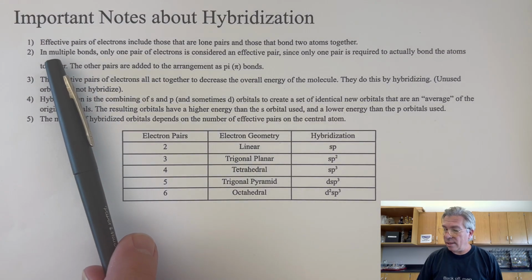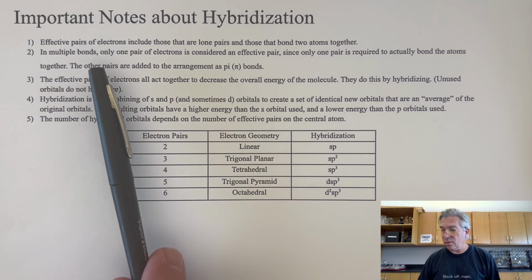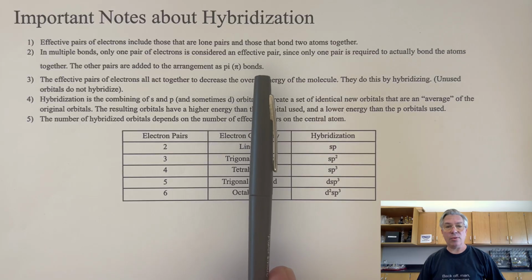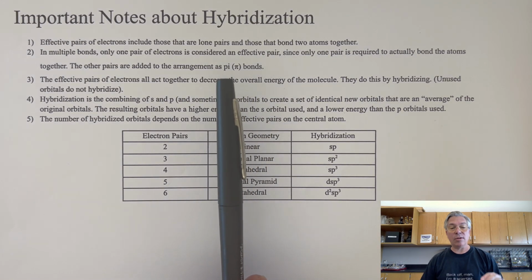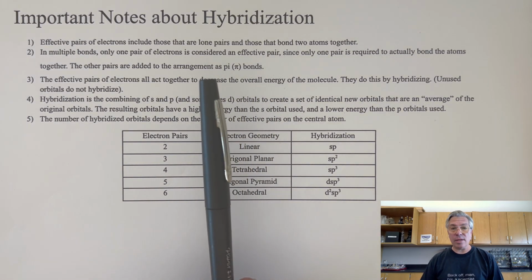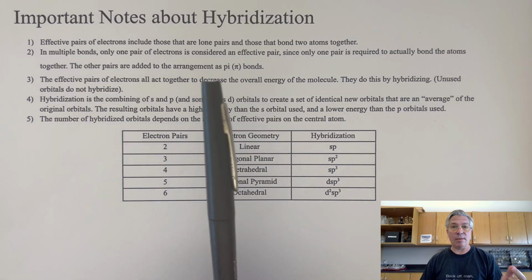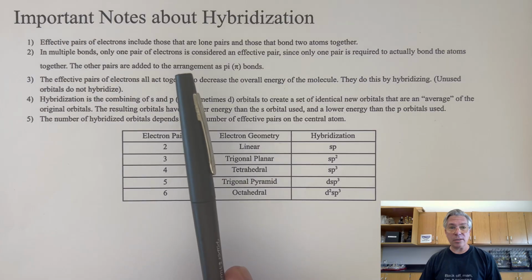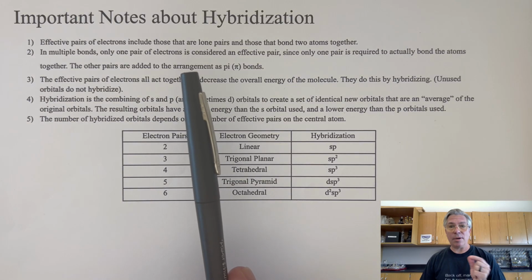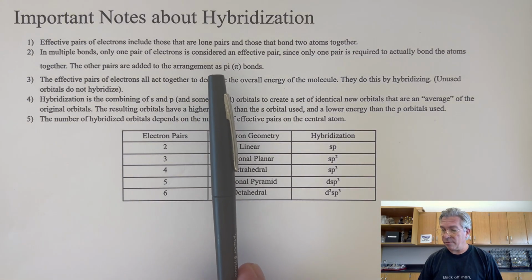So, number one, effective pairs of electrons include those that are lone pairs and those that bond two atoms together. So you have to be able to count how many effective pairs there are, because effective pairs are going to need their own space and their own hybridized orbital. So lone pairs are effective, and the ones that bond atoms together are effective.